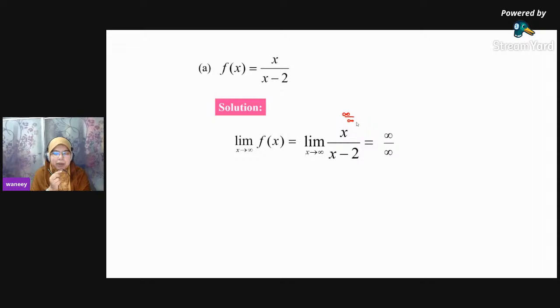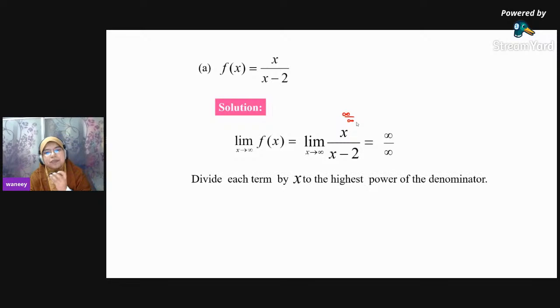And if you recall, if we have infinity over infinity, what we need to do is divide with the highest power of our denominator. In this case, the highest power of our denominator is x. So we are going to divide everything by x. So we have the limit for x approaches positive infinity for (x over x) over (x minus 2 over x). And then, of course, you should simplify them a little bit.